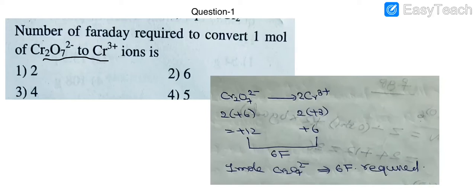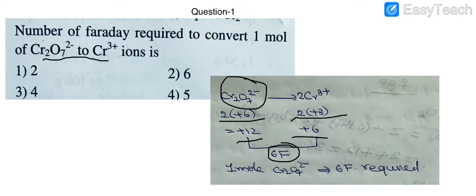Here Cr2O7 is converted into which one? Cr3+. In Cr2O7 two chromium atoms are there, each one having a +6 oxidation state, and it is converted into +3 oxidation state. Total change in the oxidation state is +12 to +6, so 6 Faradays are required for 1 mole of substance. If they are changing 0.5 mole, it means 3 Faradays. Like that, based on the question you have to decide. So this is the first type of question.